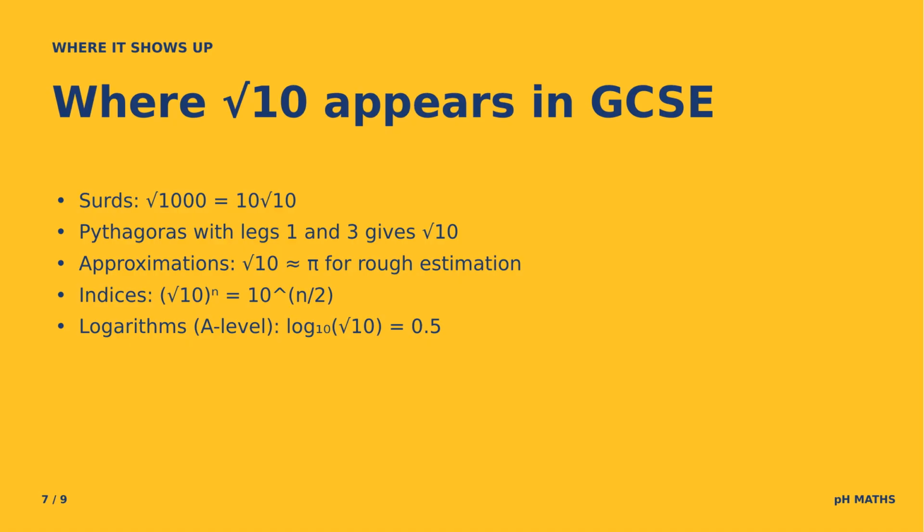Where root 10 shows up in your exam: simplifying surds like root 40, root 90, root 160, root 250. Pythagoras on a 1 by 3 right triangle gives a hypotenuse of root 10. Rough approximations: if a question allows it, root 10 is close enough to pi for sense checking. Indices: root 10 equals 10 to the 1/2. And logarithms at A-level: log base 10 of root 10 equals 0.5.